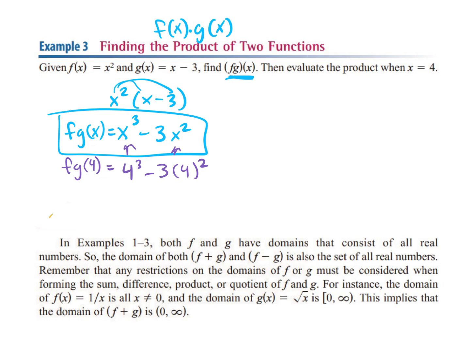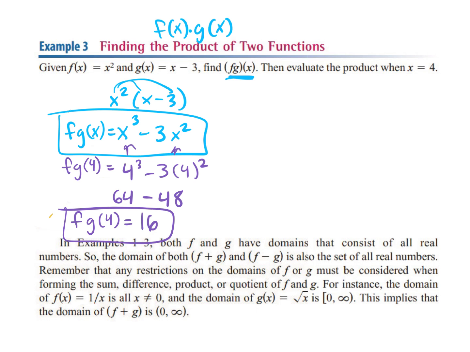4 to the third power would be 4 times 4 times 4. So that's 16 times 4, which is 64. Minus 3 times 4 squared. 4 squared here is 16. 16 times 3 would be 48. 64 minus 48 would be 16. So f times g of 4 is 16.